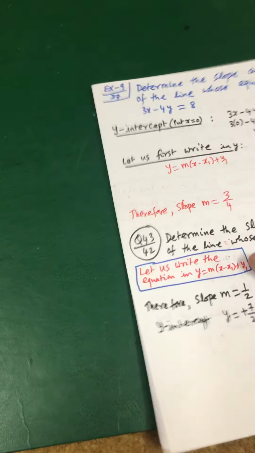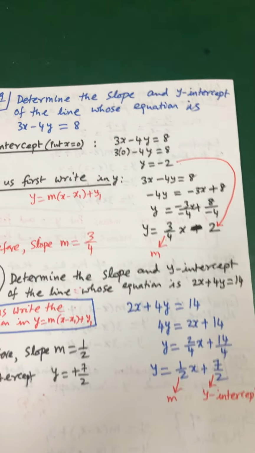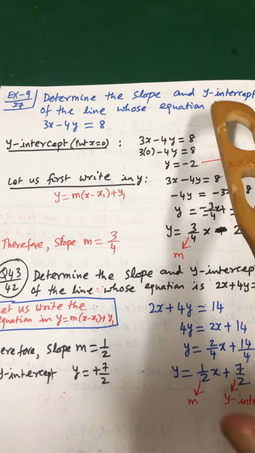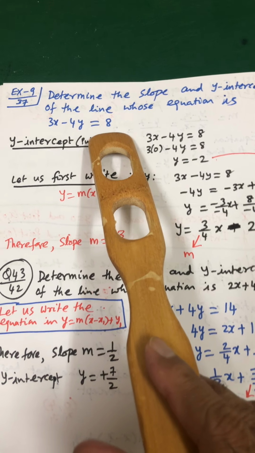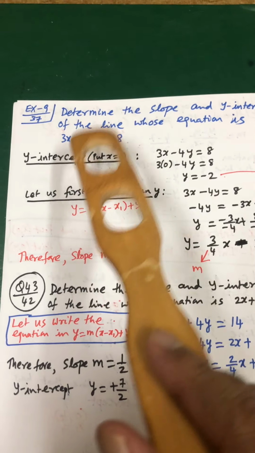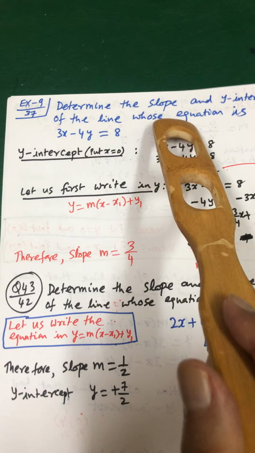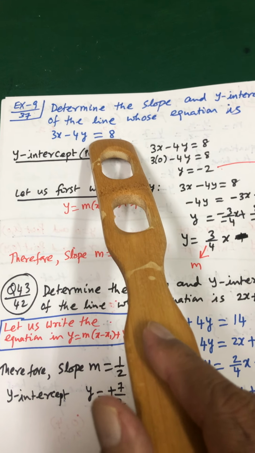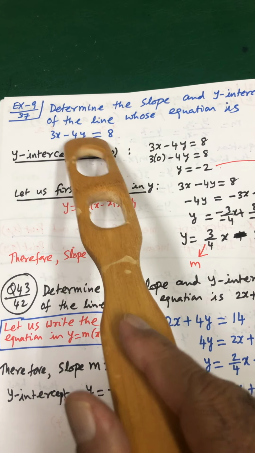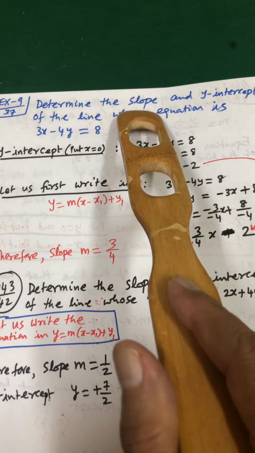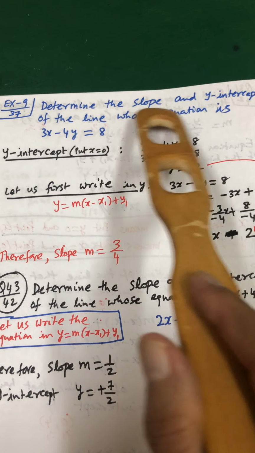Let us do another problem. Determine the slope and y-intercept of the line whose equation is given. Up to now, I gave you a point and slope and asked you to find the equation. Now we are asking the reverse. I will give you the equation, and you find the slope and y-intercept.